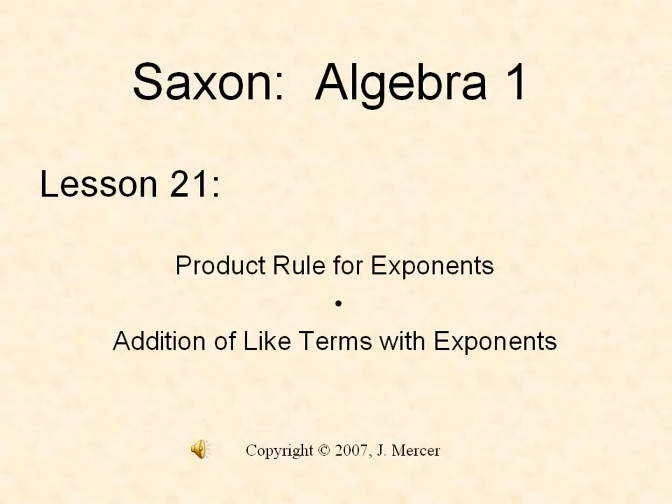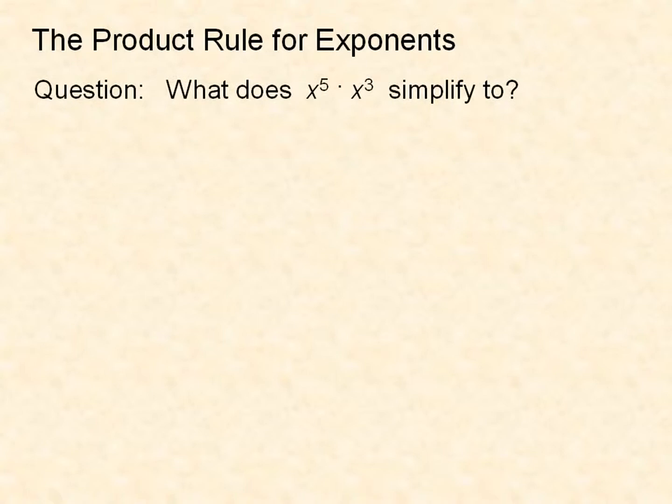Saxon Algebra 1, Lesson 21. In this lesson, we study the product rule for exponents and addition of like terms with exponents. The product rule for exponents. Here's a question. What does x to the fifth times x to the third simplify to?